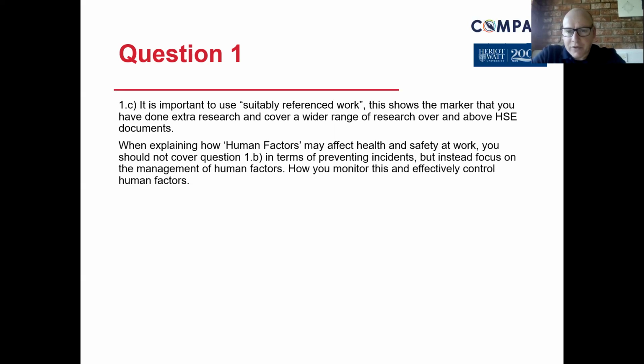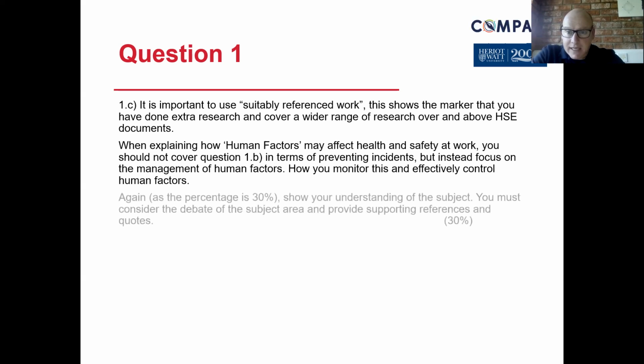So how do we monitor it? And also, how do we effectively control those human factors? So the discussion should be more around those areas in 1C rather than the preventing incidents as was discussed in 1B. So make sure you distinguish the two. And again, it's 30% of the overall course, or question.